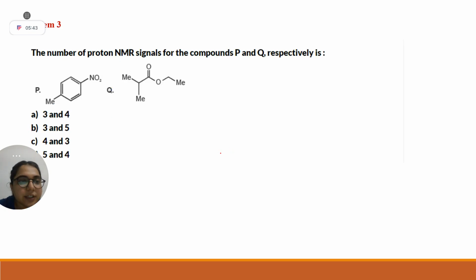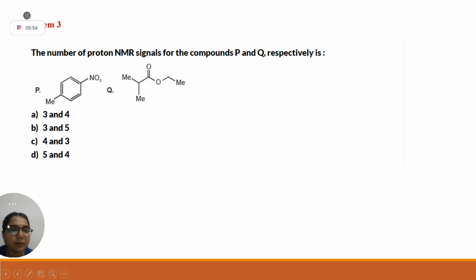So next question is: the number of proton NMR signals for the following compounds P and Q respectively is... So students, these are your four options. Now tell me, how many different types of protons can you see in this compound P? Take 1 minute and tell me. And tell me your answer by telling your name first.